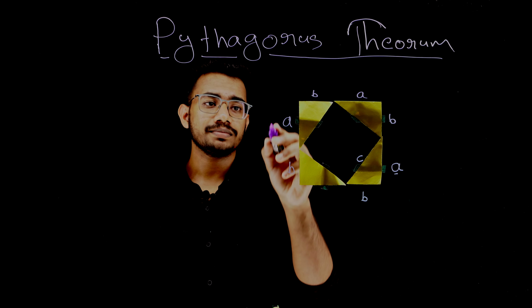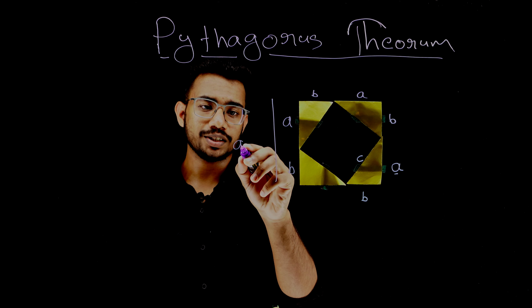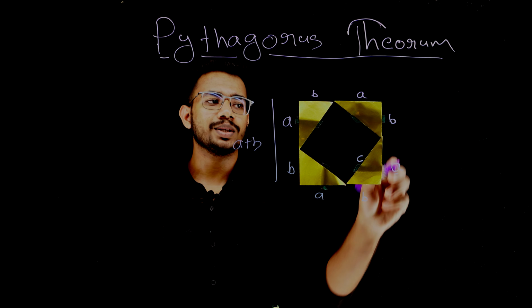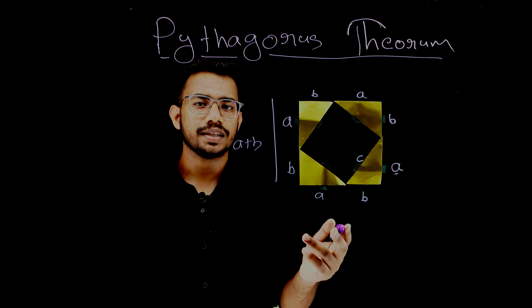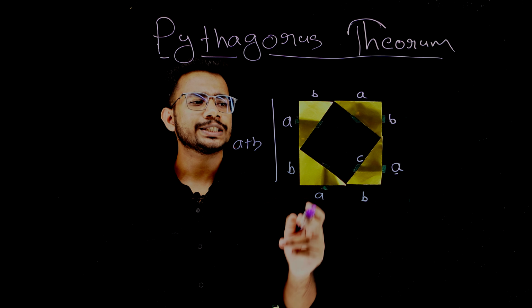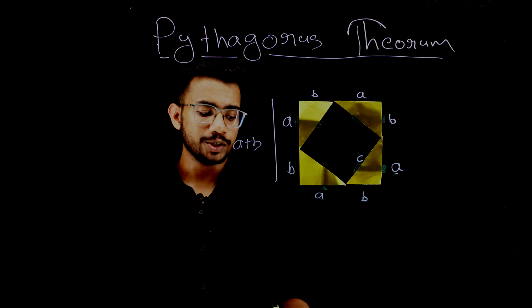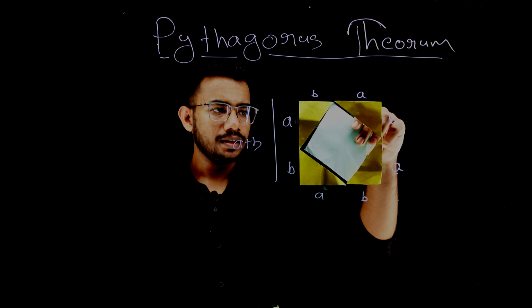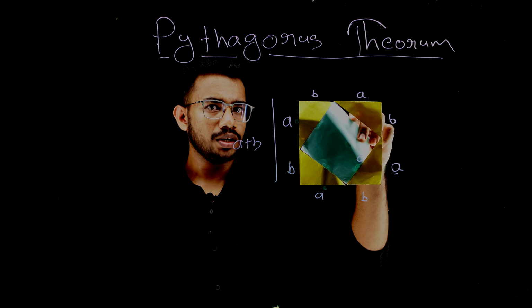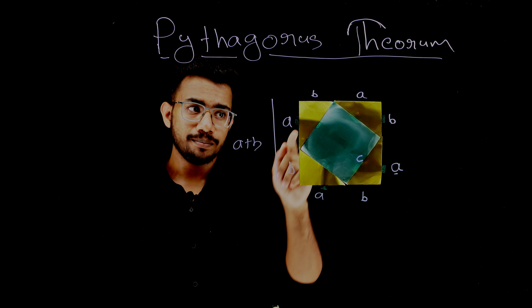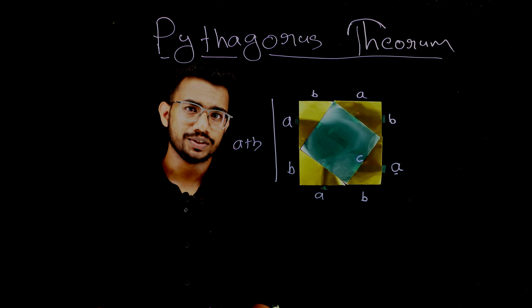Now if I add them, I have a plus b here, here also a plus b, here also a plus b, here also a plus b. From that I can understand the outer figure is nothing but a square itself. Now let's fit a small square inside this empty space. I have a small square with side c fit into that empty space.